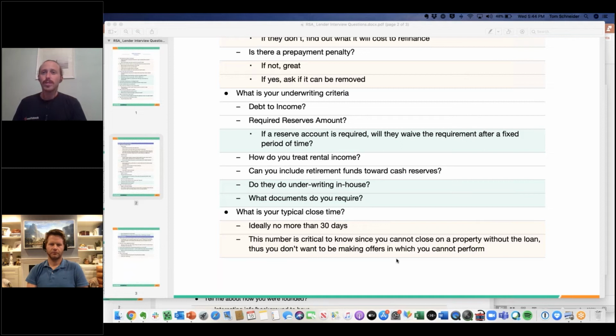What's your typical close time? Clearly, anybody reading this will know that this was made prior to COVID. So ideally, no more than 30 days has kind of gone out the window in today's day and age. But if they can do it, great. I was working with a lender. I did a refi on my primary, and they closed it in like 21 days. So I was pretty astounded. So it still rings semi-true, but I think that's no longer the norm.